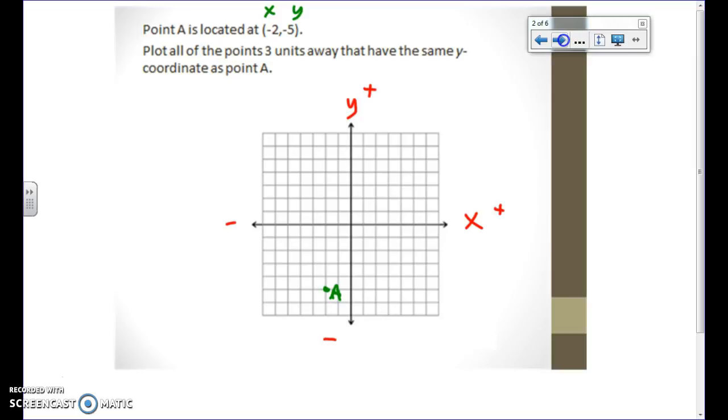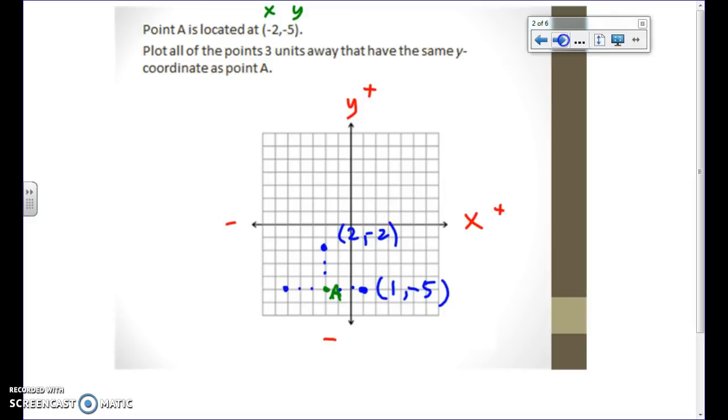In this particular problem, it says to plot all the points 3 units away that have the same y coordinates as A. So I guess before we do anything, let's just look at all the points that are 3 away from A. There's a point there, and its coordinates look to be at 1, -5. There's a point 3 away right here. Its coordinates look to be -2, -2.